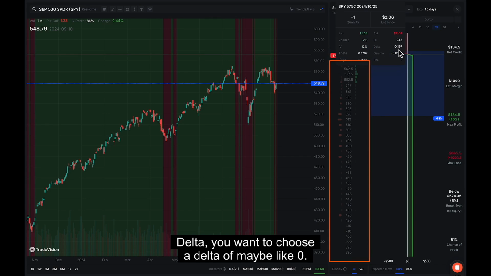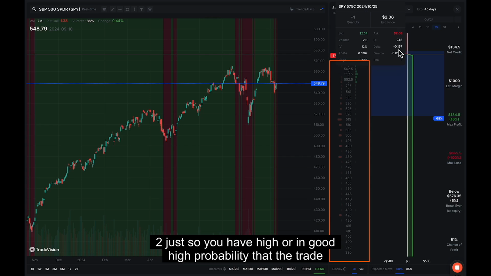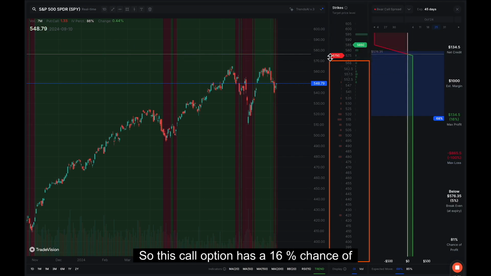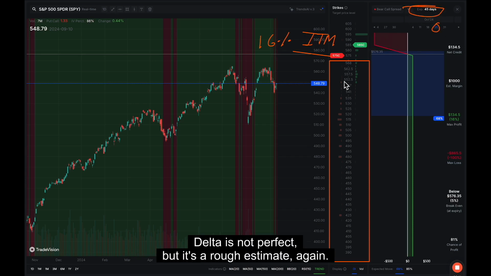Delta, you want to choose a delta of maybe like 0.10 to 0.2, just so you have high probability that the trade will work out in your favor, right? This is a delta of 16. So this call option has a 16% chance of being in the money by the expiration date of October 25th in 45 days. Roughly, okay? Delta is not perfect, but it's a rough estimate again.